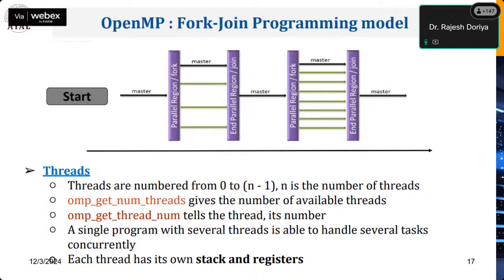The moment the forking is done, a number of threads are created, and those created threads are numbered from 0 to n minus 1, where n is the total number of created threads. There is a particular routine which gives the number of available threads: omp_get_num_threads, that is, OMP get number of threads. And this routine, omp_get_thread_num, tells the thread its number. So these are the two basic routines regarding threads. Then a single program with several threads is able to handle several tasks concurrently, and each and every thread has its own stack and registers. That is a very important point to notice.